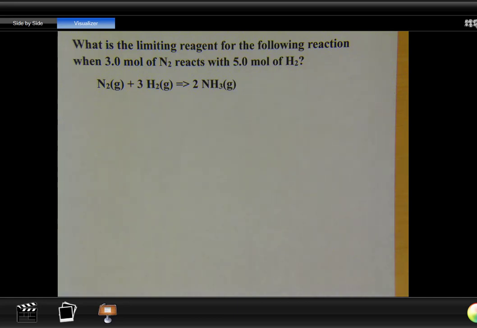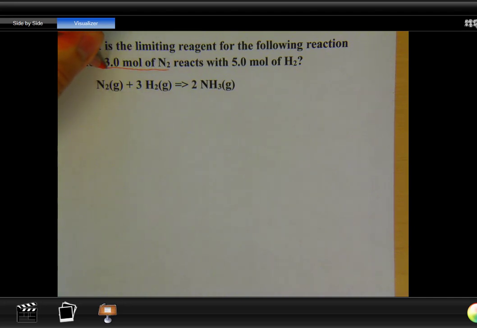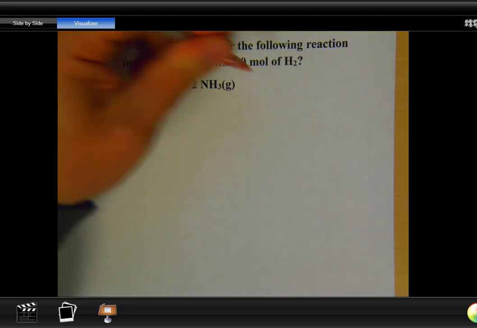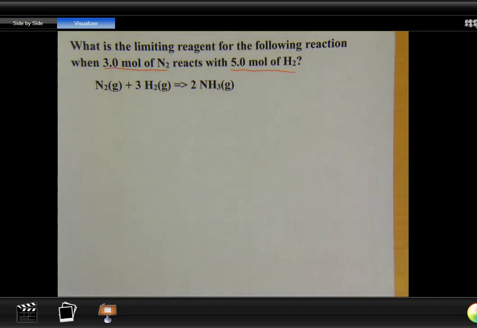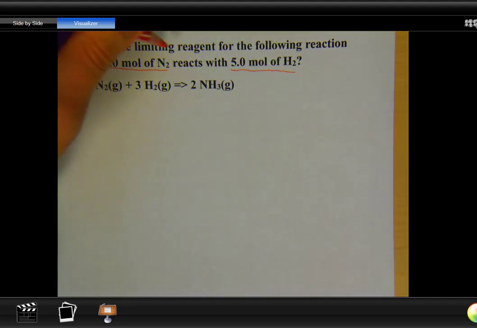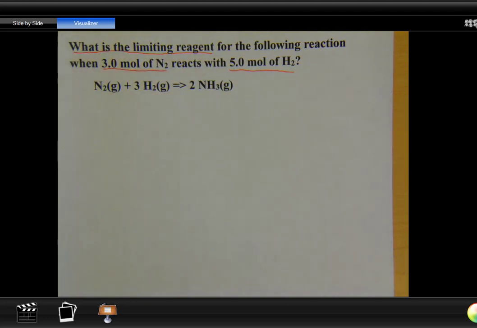So let's look at this question. What is the limiting reagent for the following reaction when 3 moles of N2 reacts with 5 moles of H2? So some things to notice here. We are provided two numbers, moles of N2 and moles of H2. It is asking for the identity of the limiting reagent.